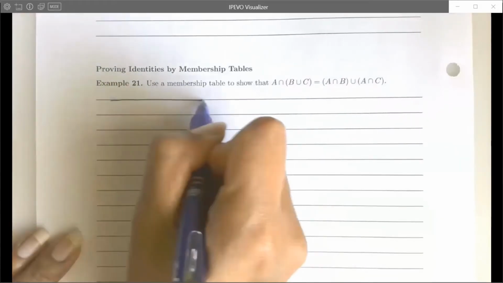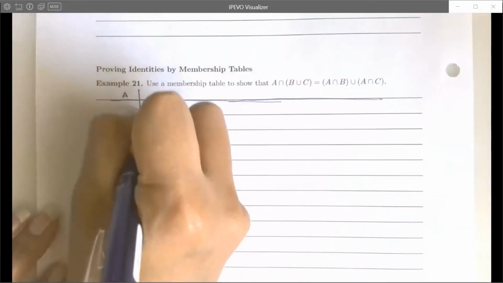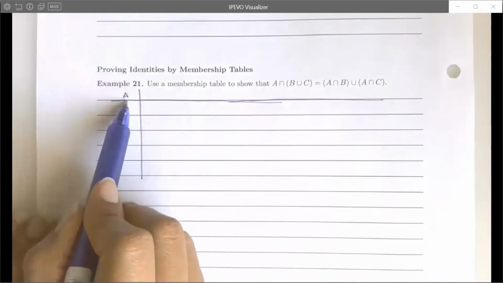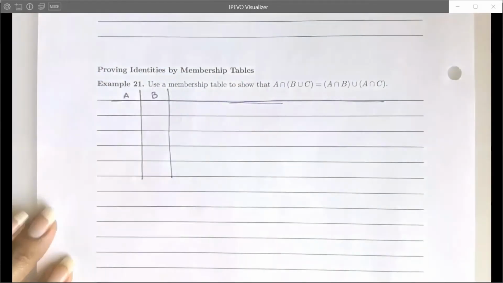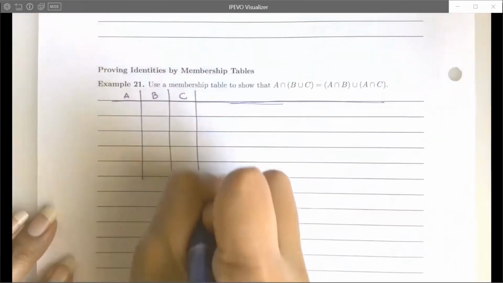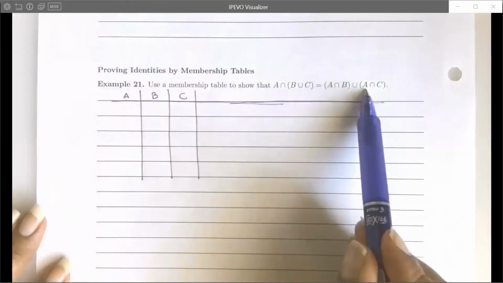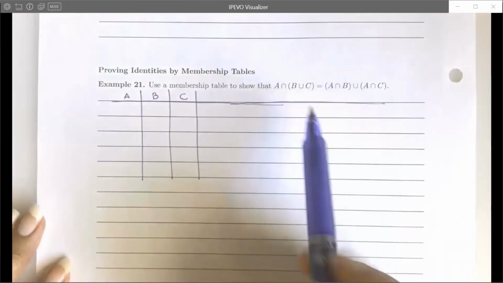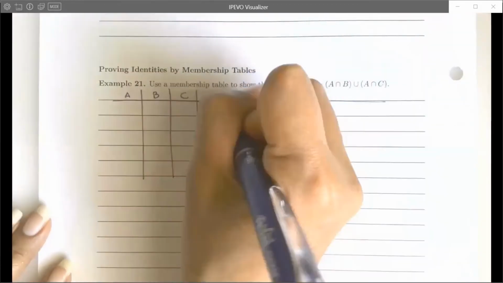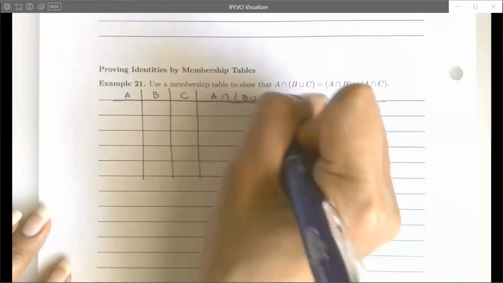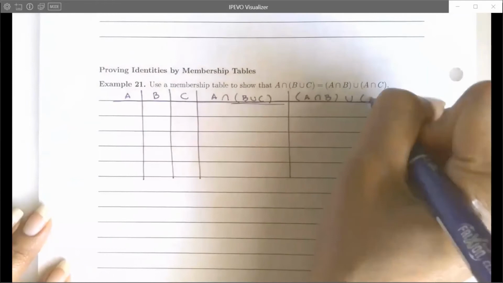We're going to create one column that holds the possibilities for an element being in set A, one column for possibilities of the element being in set B, and one for C. Then because we are going to need the intersection A with B, the intersection A with C, and union C, I'll just leave this whole space to represent A intersect B union C, and then this to represent A intersect B union A intersect C.